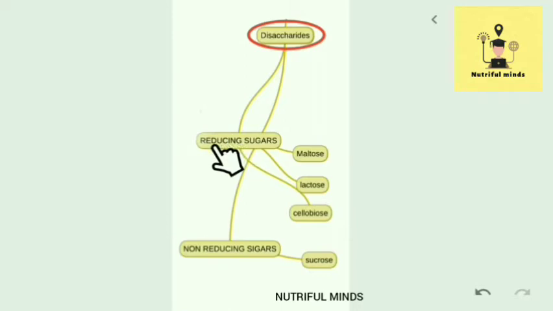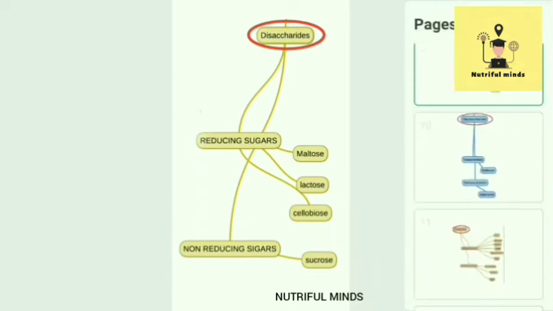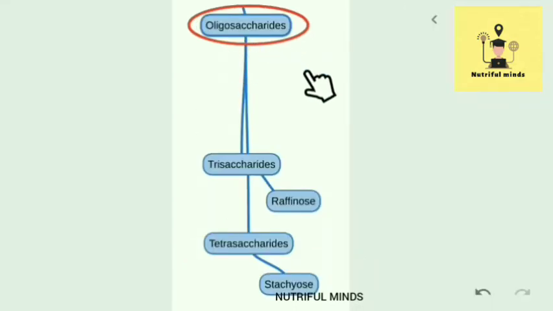Disaccharides are divided into 2: reducing sugars and non-reducing sugars. Reducing sugars include maltose, lactose and SYLLABUS. Non-reducing sugars include sucrose. Oligosaccharides are divided into 2: trisaccharides and tetrasaccharides. Trisaccharides include raffinose and tetrasaccharides include stachyose.